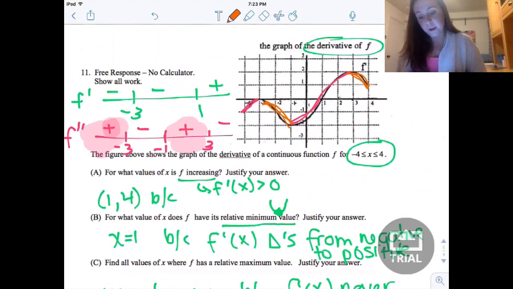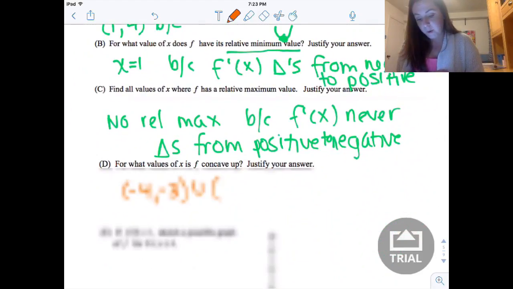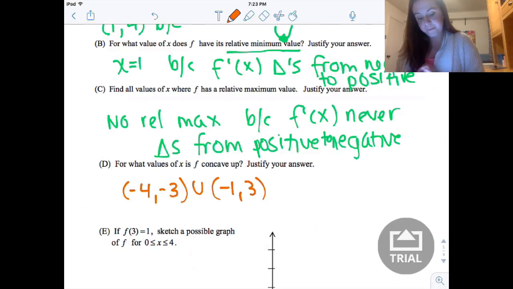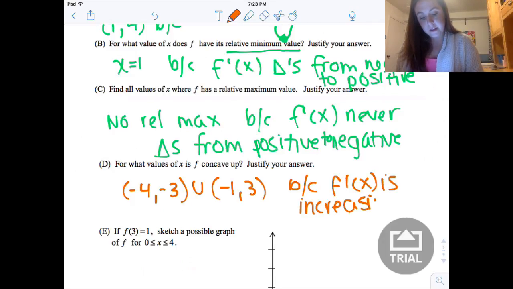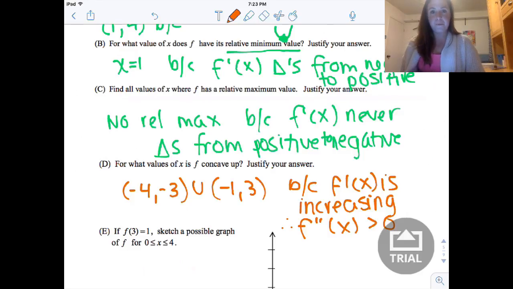Union, or you can just write and, -1 to 3. Because f prime of x is increasing. And remember, that means, therefore, f double prime of x is greater than 0.